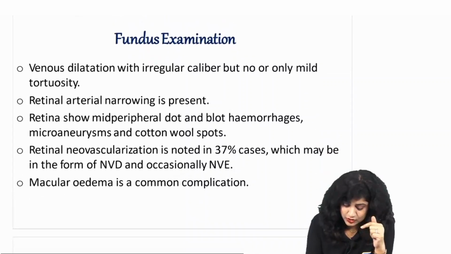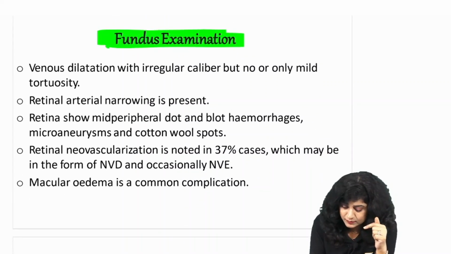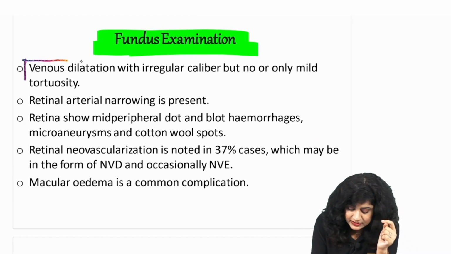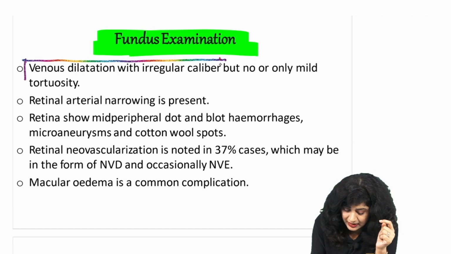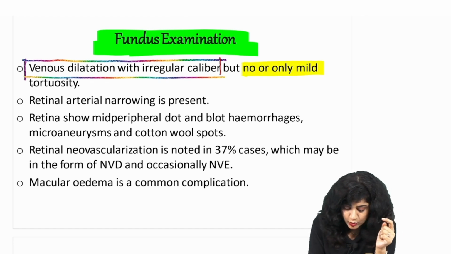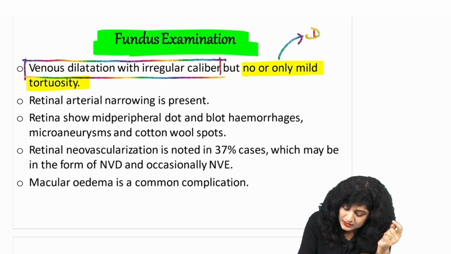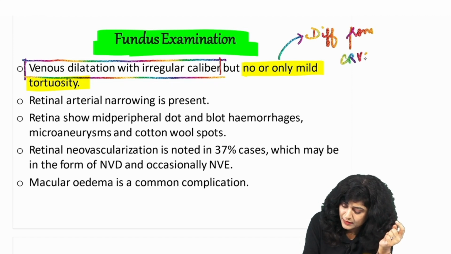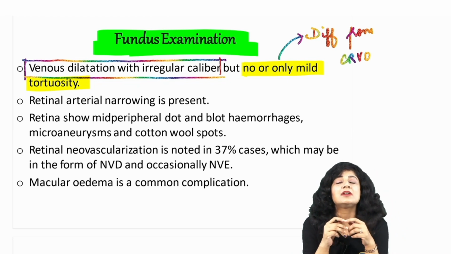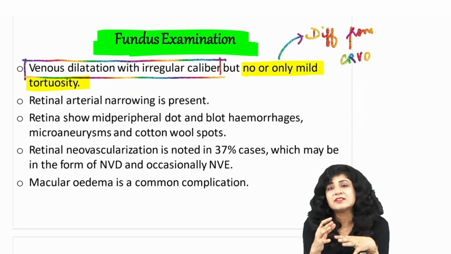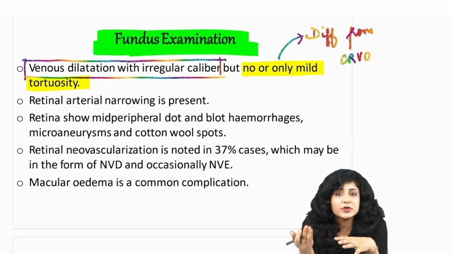Fundus examination, now this is again more important because many times they are asking you about this. A very important thing is venous dilatation with irregular caliber, right? But an important thing is with low or mild tortuosity. This is a very common thing, or we can say a common difference from CRVO, because many of its changes are very similar to CRVO, but in CRVO there is occlusion in the veins, which will always give you more and more tortuosity in the veins.